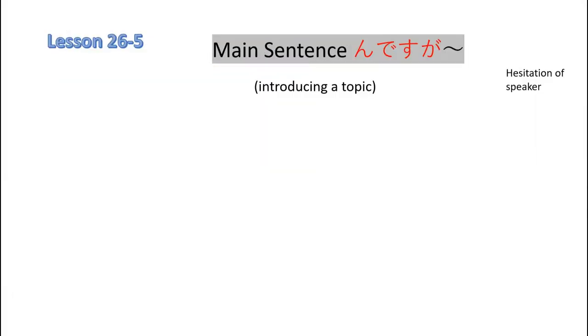Another use of the un desu pattern is a sentence followed by un desu ga. So when we add the particle ga, this pattern is used for introducing a topic. It also shows the hesitation of the speaker. For example, "I have no money. Is it okay to pay tomorrow?" So here the speaker is showing hesitation by giving a reason.